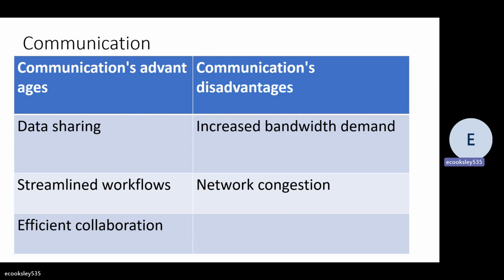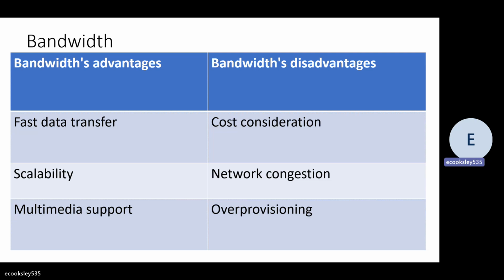And then next and finally, for our disadvantages, we have network congestion. Inadequate communication requirements planning can lead to network congestion, resulting in poor performance, latency, and potential data bottlenecks. This can adversely impact user experience and productivity. Next, we have bandwidth. Bandwidth refers to the capacity of a network to transmit data within a specific time frame. Bandwidth requirements determine the amount of data that can be transmitted simultaneously and the speed at which it can be transferred.